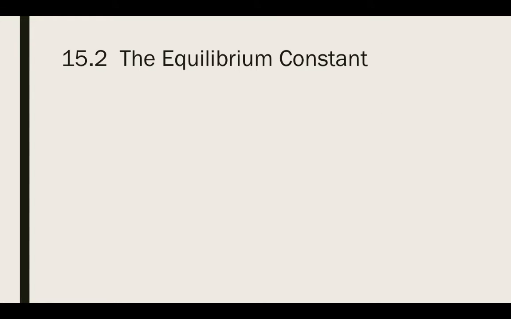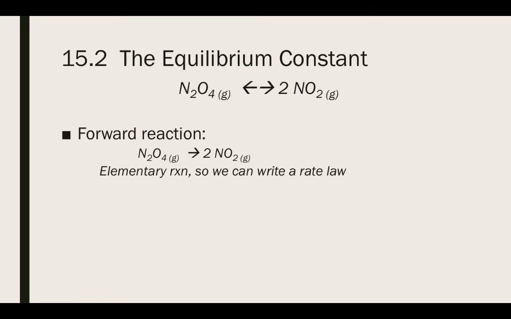Let's look at how to derive the equilibrium expression and constant from our rate law. This is not a derivation you'll have to do, but it's important to understand where these expressions come from. Consider this simple reaction shown here at equilibrium. If we write the forward reaction separate from the reverse reaction, we see that it's an elementary reaction, meaning it occurs in a single step. So we can write a rate law directly from this reaction, which would take this form.